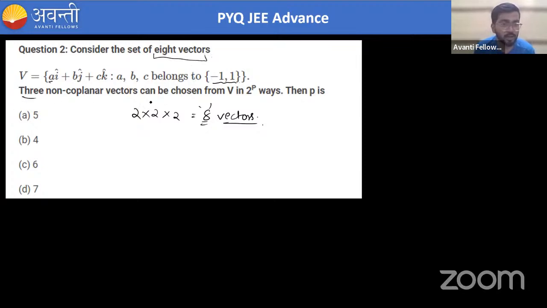Now, 3 non-coplanar vectors can be chosen from V. V is the set of these vectors where a, b, c are chosen from the set of two numbers, -1 and 1. Now 3 non-coplanar vectors can be chosen from V in 2 power P ways. Then the value of P is what? So 3 non-coplanar vectors can be chosen in 2 power P ways.